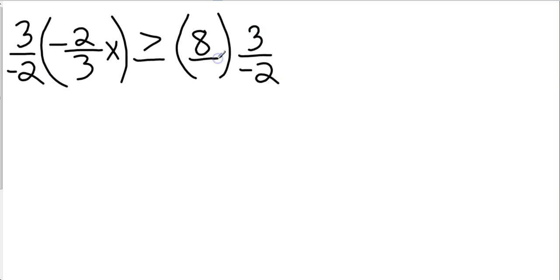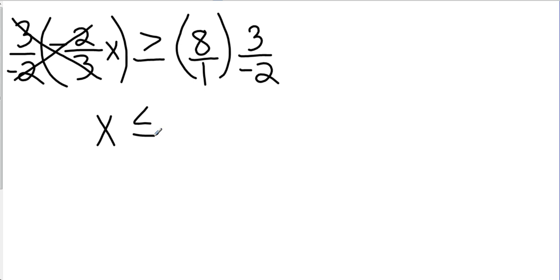I'm going to go ahead and make this a fraction. And I'm going to go over here and cancel. My 3's cancel. My negative 2's cancel. That gives me x. Now, what did I multiply by? Did I multiply by a negative value? In this case, yes, I multiplied by 3 over negative 2, which makes that fraction negative. So I have to take my inequality sign and change it.